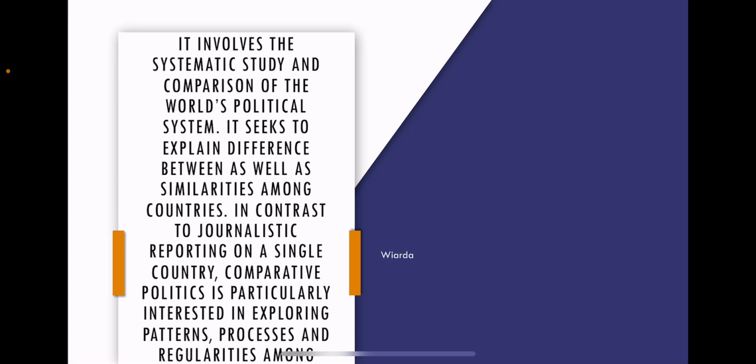Secondly, it involves the systematic study and comparison of the world's political systems. It seeks to explain differences between as well as similarities among countries. In contrast to journalistic reporting on a single country, comparative politics is particularly interested in exploring patterns, processes, and regularities among political systems.